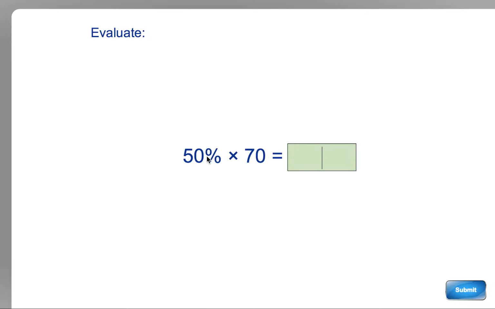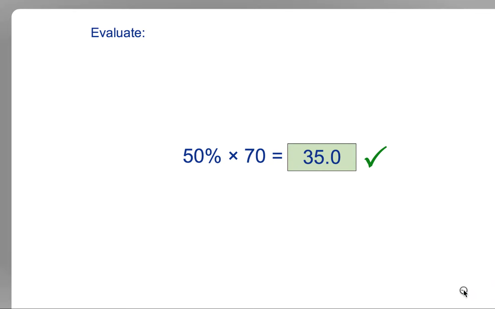50% is half, so you could just do 50% of 70, half of 70. Or if you weren't too sure, you could do the 10% method again. So you could say, okay, 70 divided by 10 to get 10% is 7. And then we've got 5 lots of that 10%, 5 10%s make 50%. So 7, 14, 21, 28, 35. Just a 7 times table.